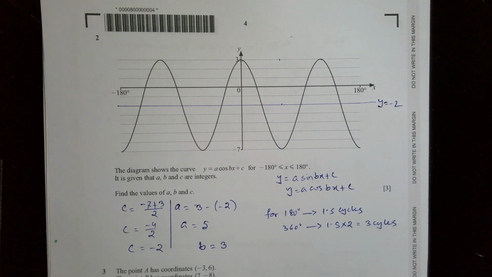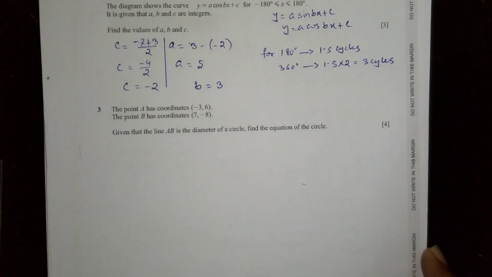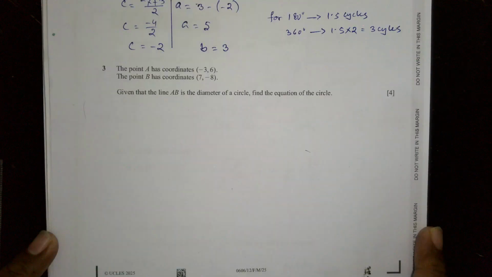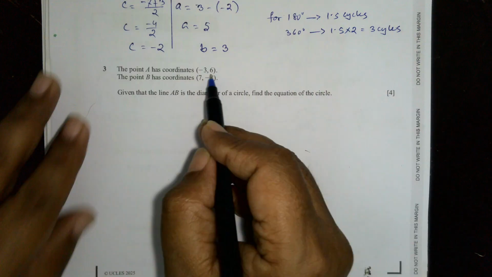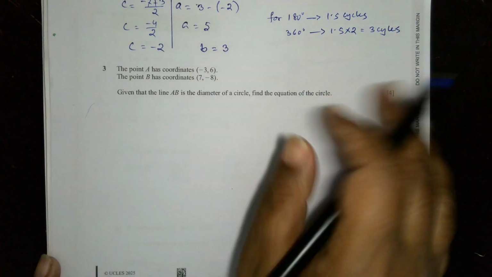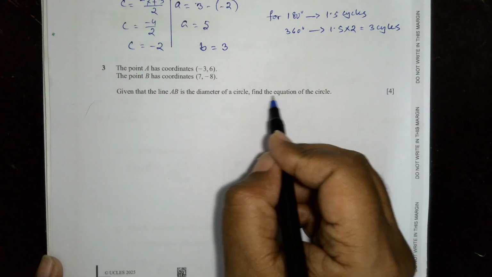Now let's read question number 3. It says the point A has coordinates (-3, 6). The point B has coordinates (-7, 8). Given that the line AB is the diameter of a circle, find the equation of the circle.